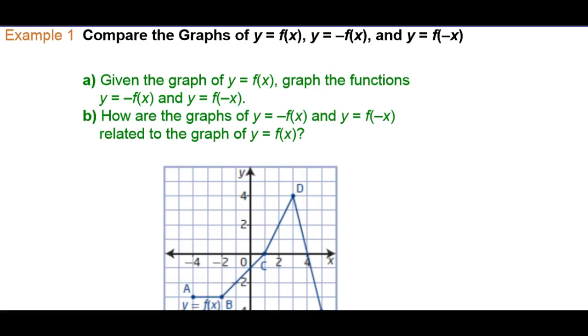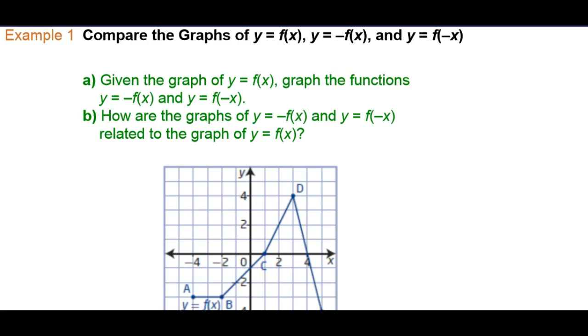So reflection on the x-axis, and we'll just say changes y values to opposite sign. Okay, so if they were negative before, now they're positive. If they were positive before, now they're negative. Okay, so that's how a reflection works.